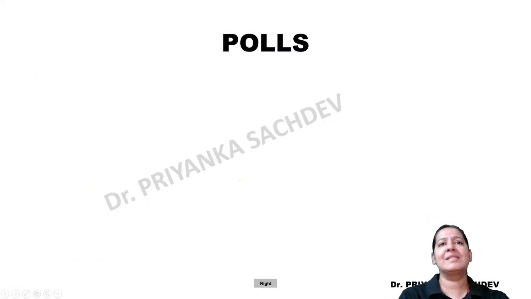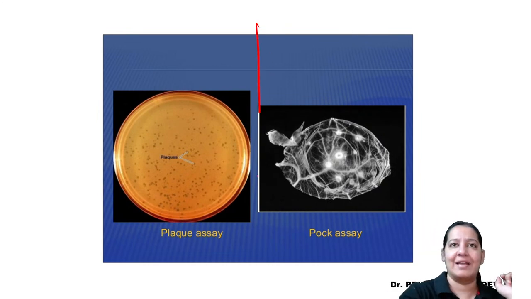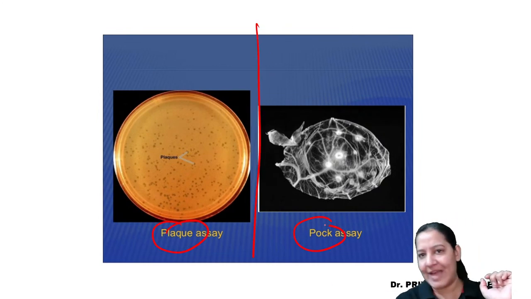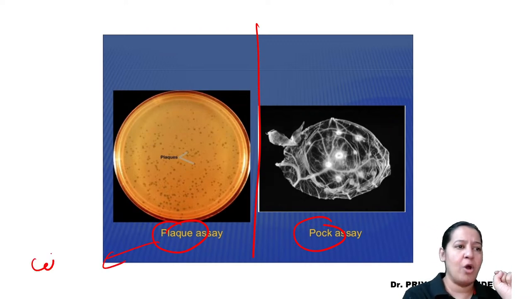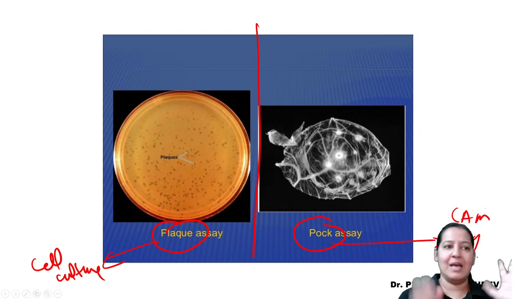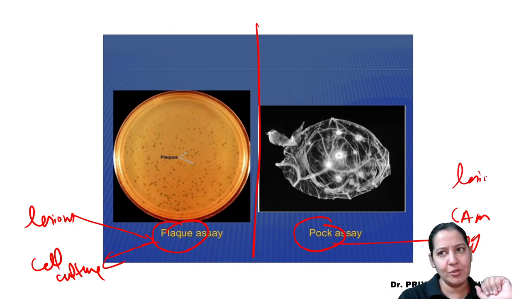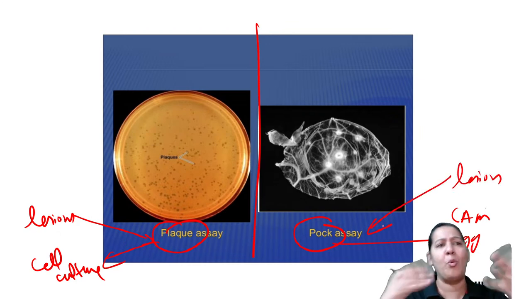So the summary is that we are having two assays with us: plaque assay and pock assay. Plaque assay is done on cell culture line, and pock assay is done in the egg, the chorioallantoic membrane of the egg. Here, the lesions produced by the virus are known as plaque. They are white in color. Here, the lesions produced by the virus are known as pock. They are also whitish in color.